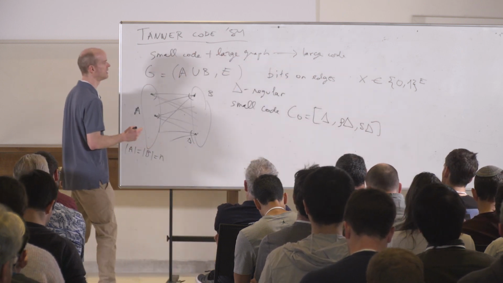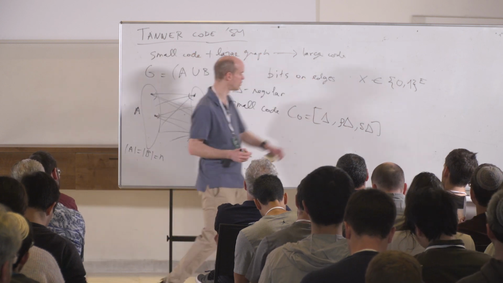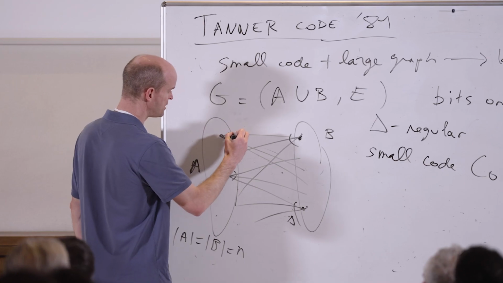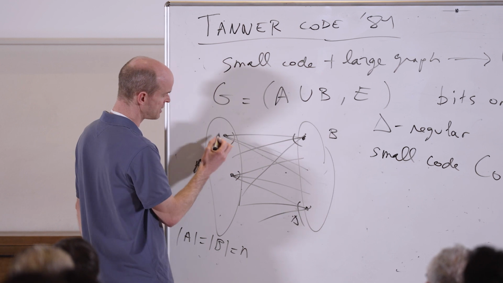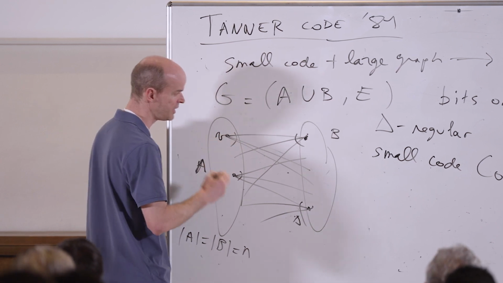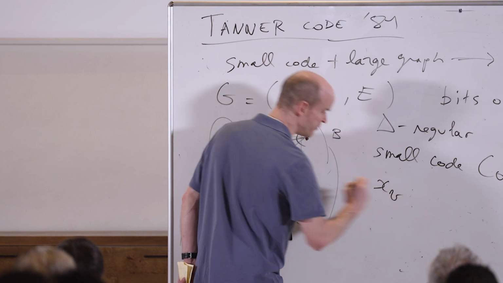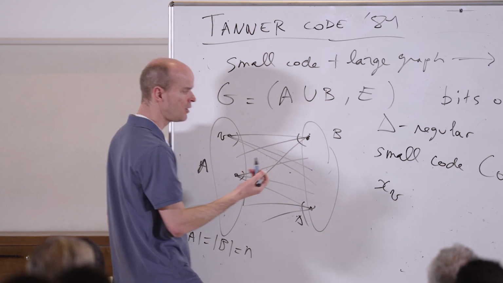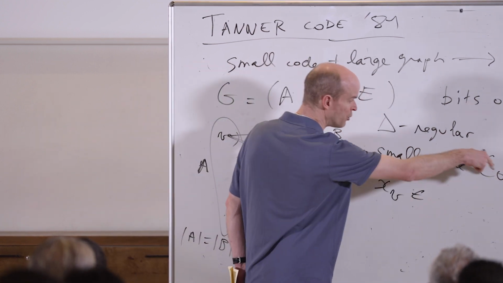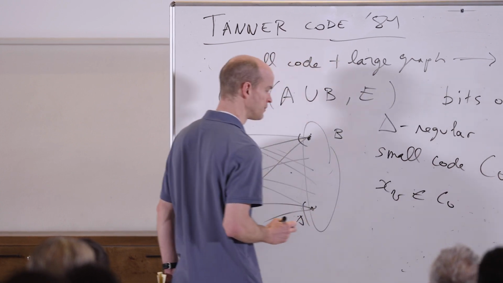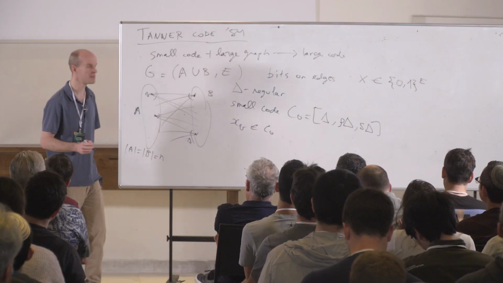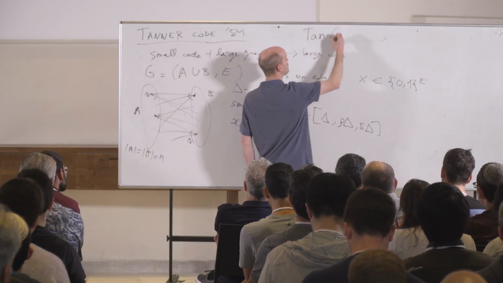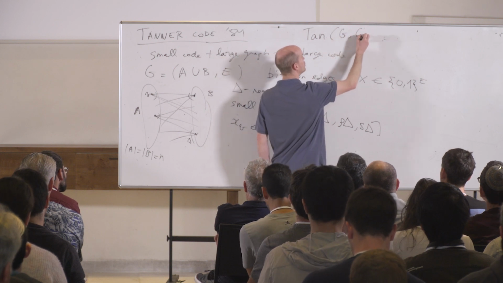And what you will ask for the code words of your code is that for every vertex v, if you look at the restriction of x around this vertex, x sub v, which is just the restriction of x to the edges incident to v, this thing belongs to the small code. Okay, does that make sense? So the Tanner code construction gives you a classical code out of a graph and a small code.